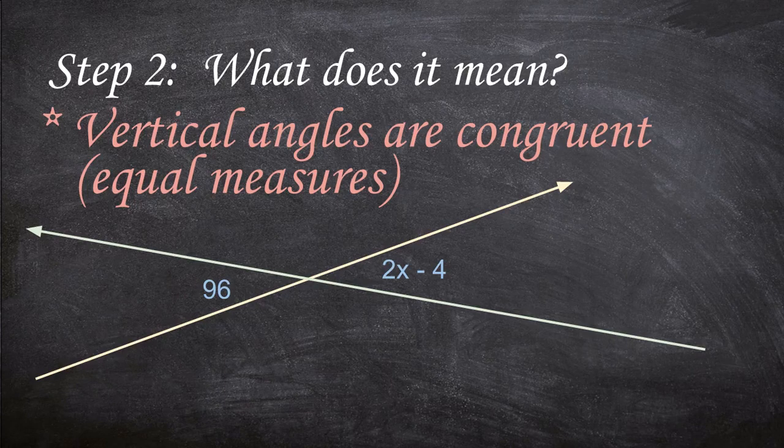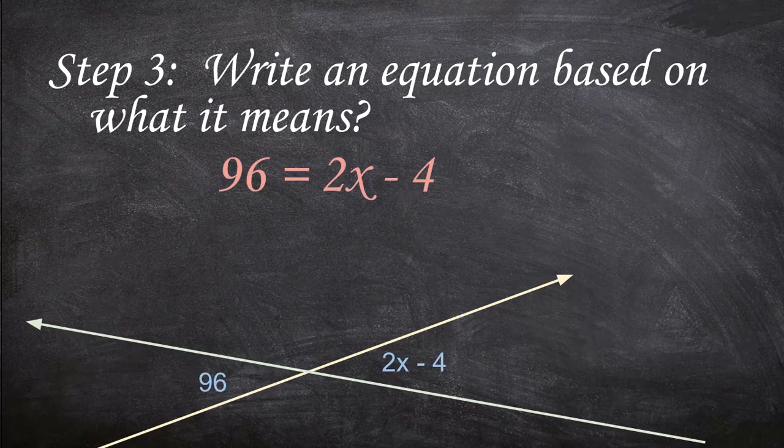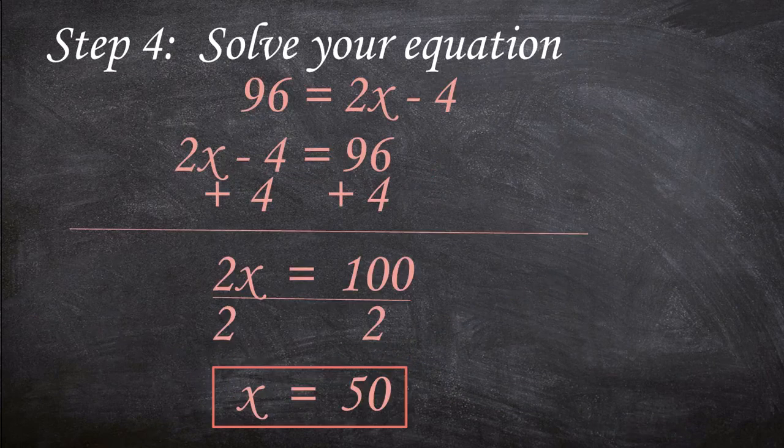So in this case, write an equation based on what it means. I have a different equation. I have 96 degrees is equal to 2x minus 4 because the measures of those two angles are equal. Step 4, solve your equation. In the second step, I just flipped it around. A lot of times we like to work with our variable on the left-hand side, and your final answer is 50.